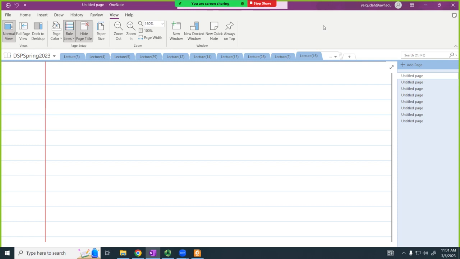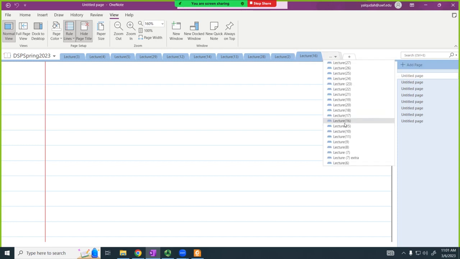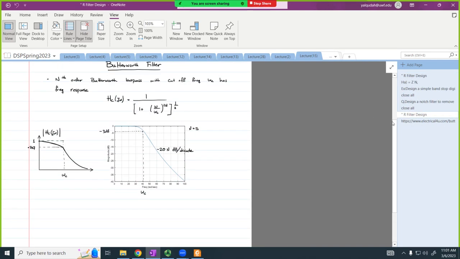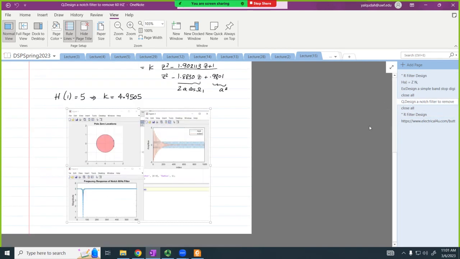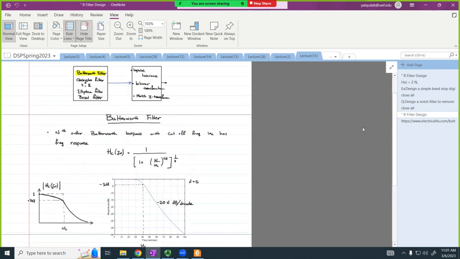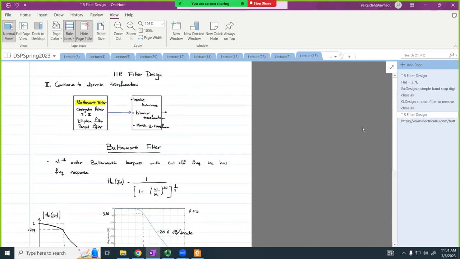Okay. So in the previous class, we started the discussion of what we're going to be doing next, which is the second method of designing our IIR filters: to design a continuous time filter and then transform that filter from the continuous time domain to the discrete time domain. So everybody knows what we're doing.